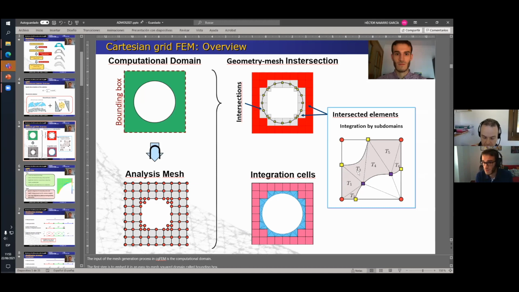And the number of integration points we use is more or less the same as for the element itself. So in integration in a cut element, we have far more integration points, but they are very few compared to the total number of elements. So that's it. I hope I have answered your question. If not, we can explain it in more detail.